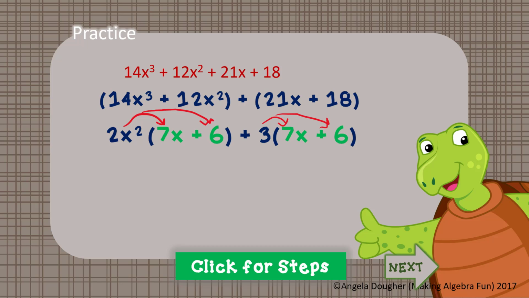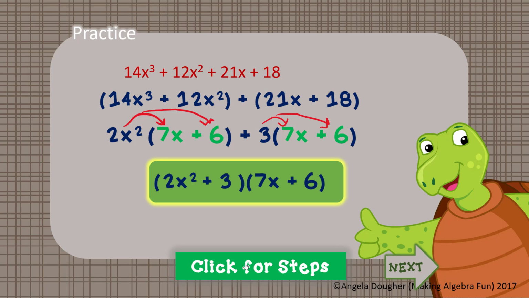So now we just need to factor out that common binomial. So the binomial we get there is going to be 2x squared plus 3 times 7x plus 6. So again, we simply took 2x squared plus 3, made our first binomial, and then our common binomial of 7x plus 6, and we brought that right there.